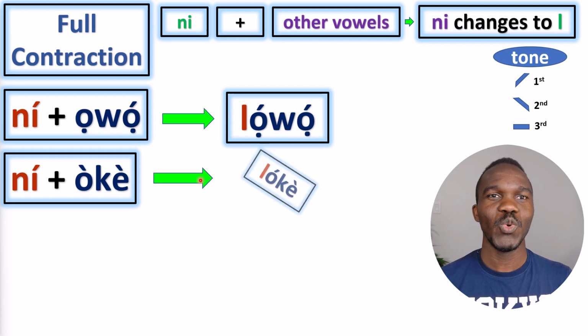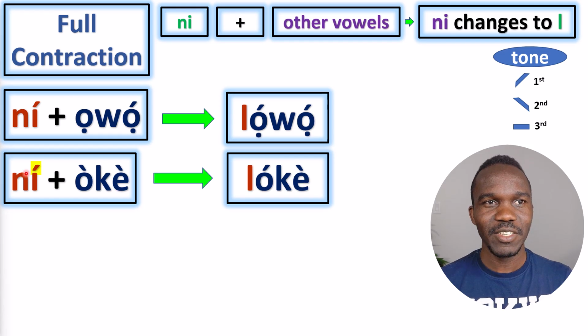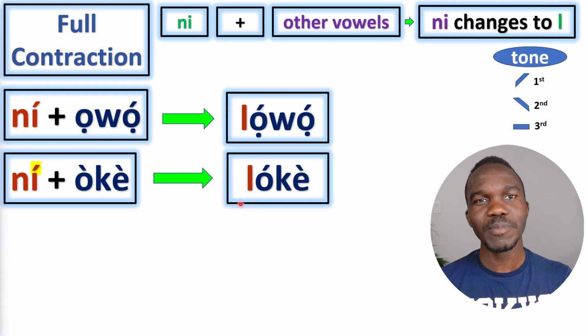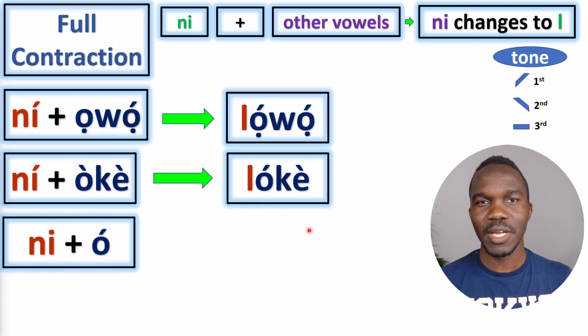Mi do. Loke. Can you see that the mi now has replaced the do here, and the ni turns to L. Loke. Ni okay becomes loke. Okay, let's look at another one.